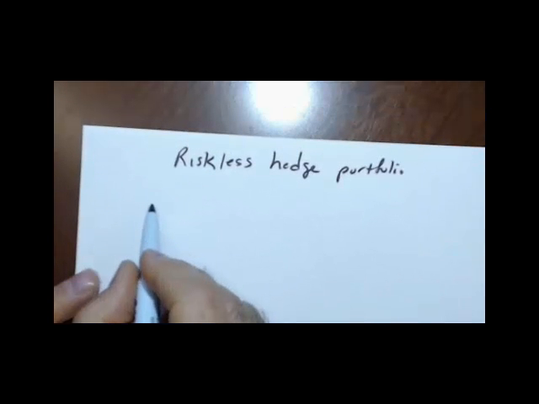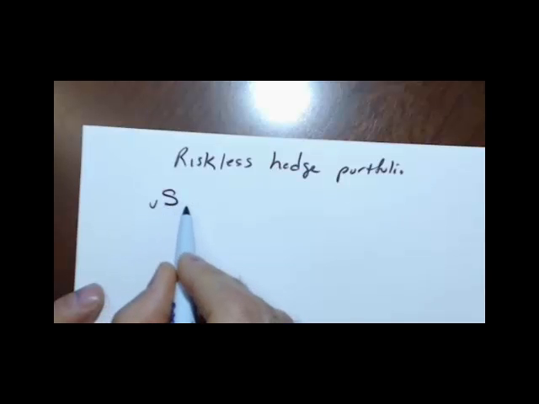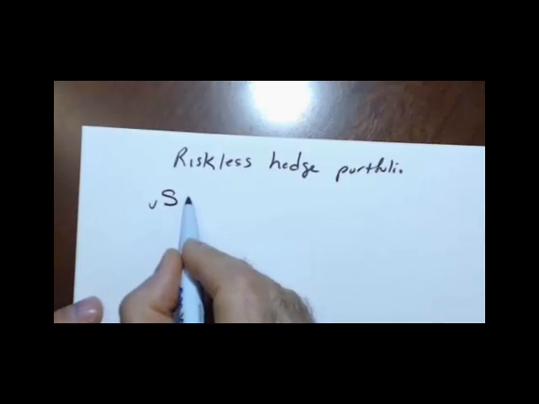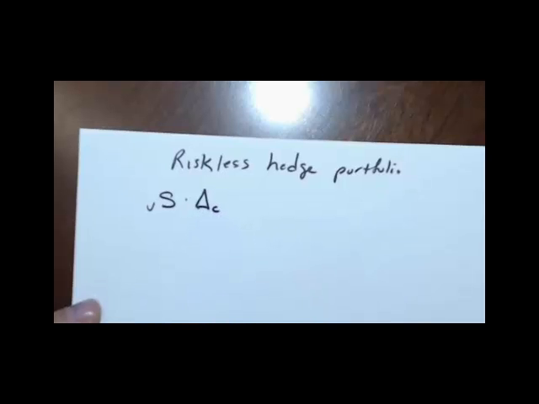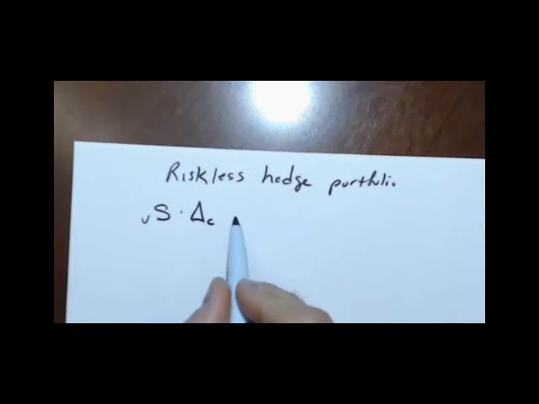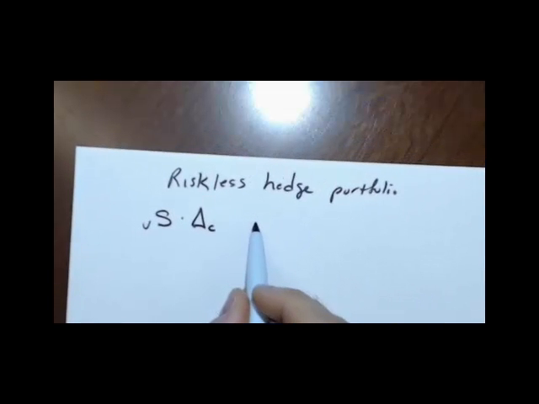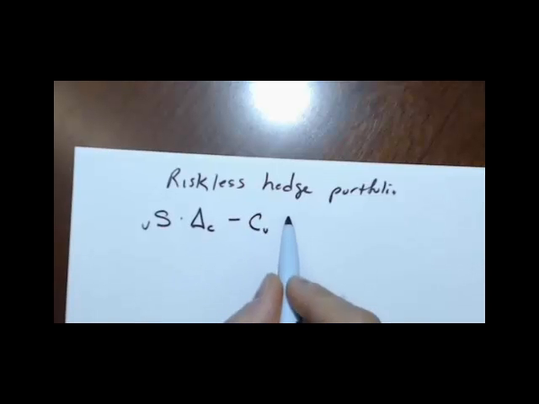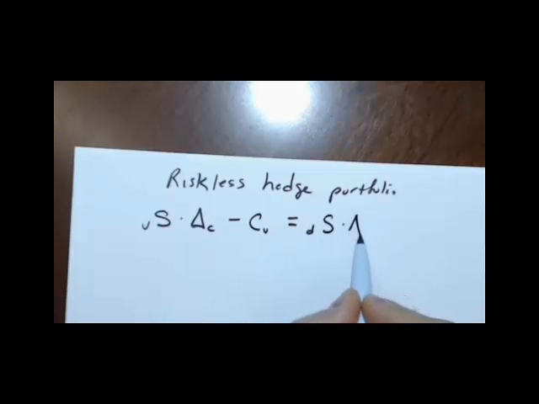So the general formula for what I'm going to do is I'm going to look at the stock in the up state, multiply it by delta C. And I'll explain what delta C is going to be in a minute. It's basically your number of shares that you're going to have. But I got a lot more to say about delta C. Then you have a call in the up state. That's going to equal the stock in the down state times delta C minus the call in the down state.